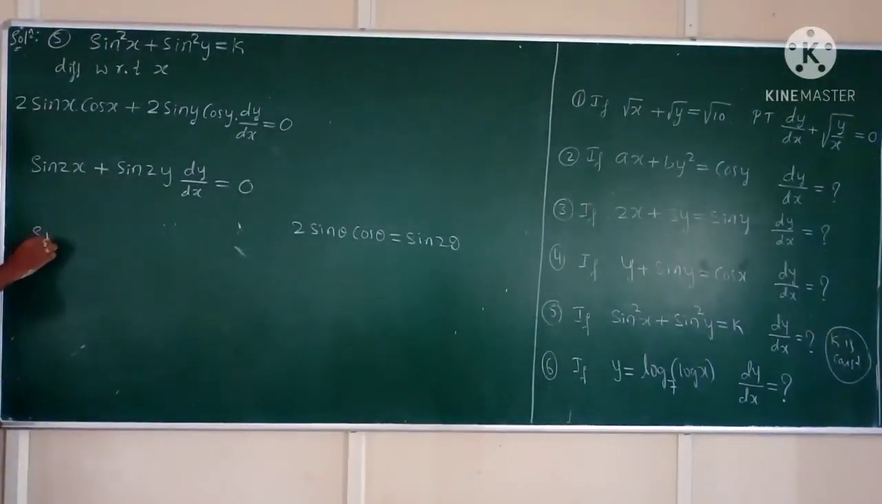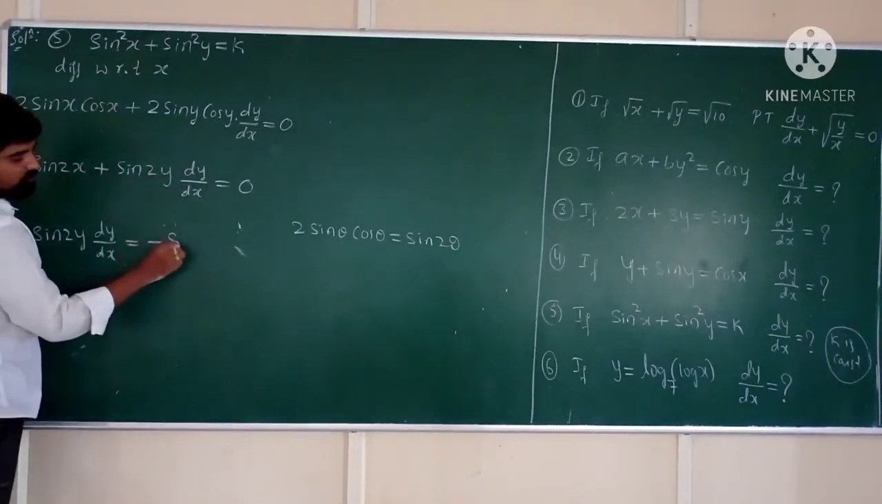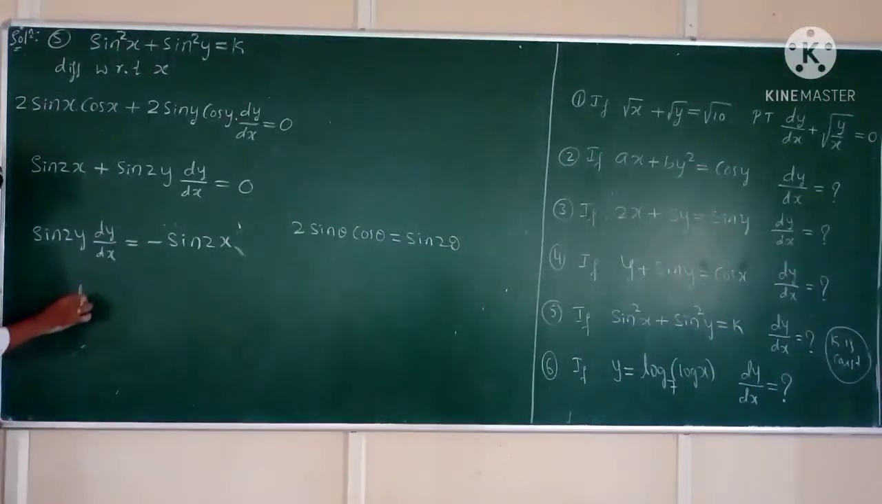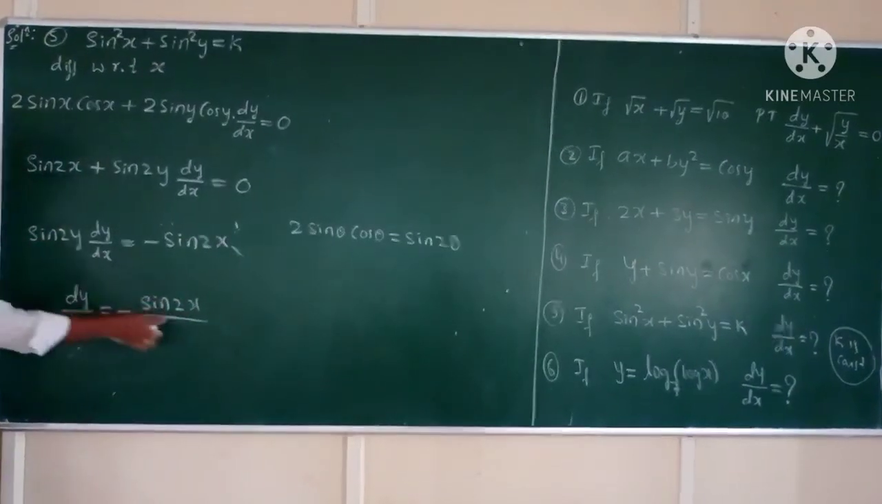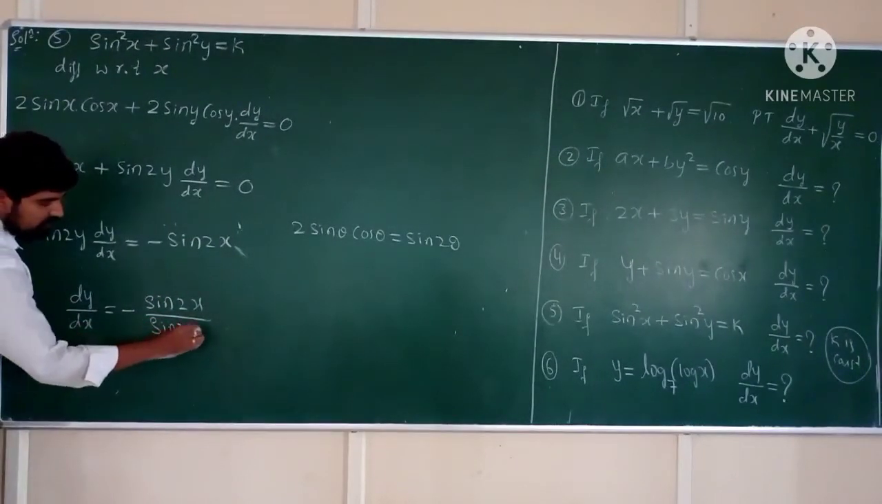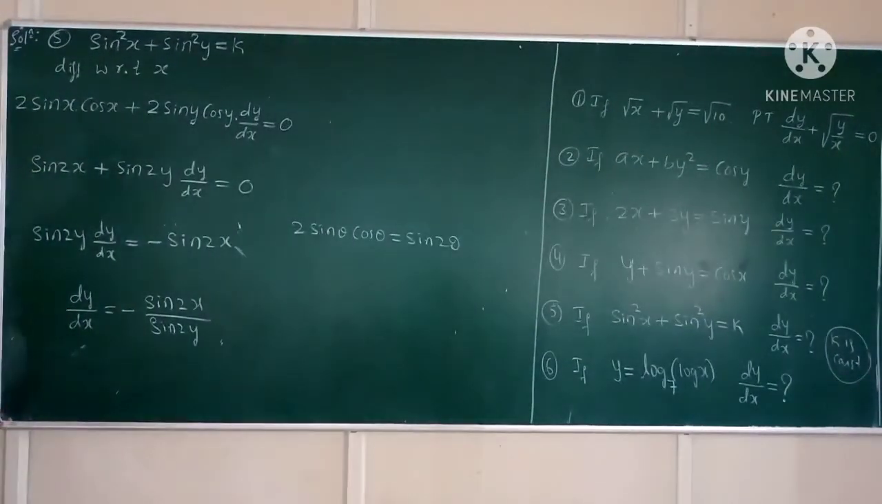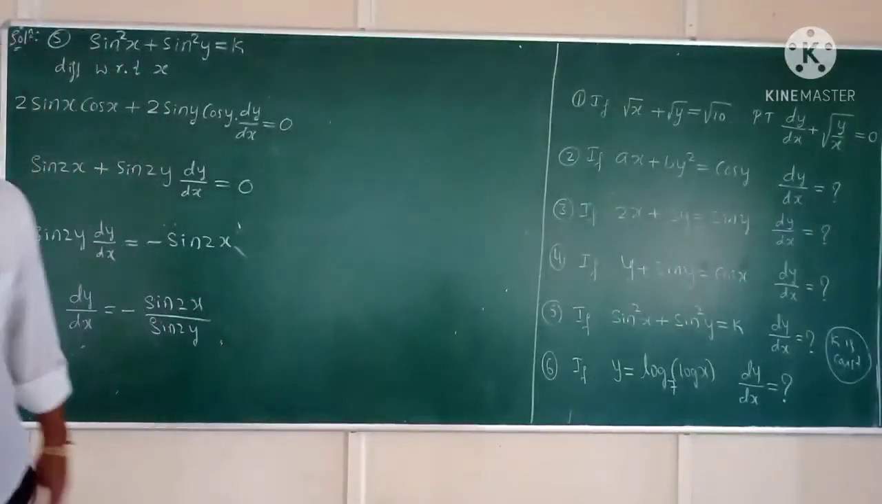Therefore sin 2y into dy by dx is equals to, shift this sin 2x towards the right hand side, it becomes minus sin 2x. Therefore the required dy by dx is equals to minus sin 2x divided by sin 2y, and this is the required value of dy by dx. I hope all of you understood. Let's start the sixth question.